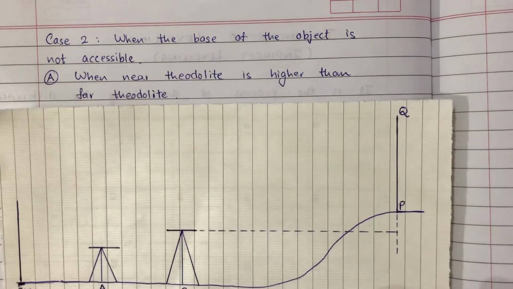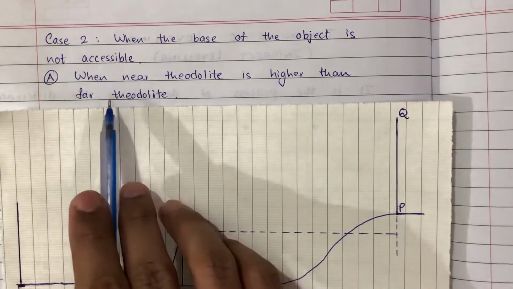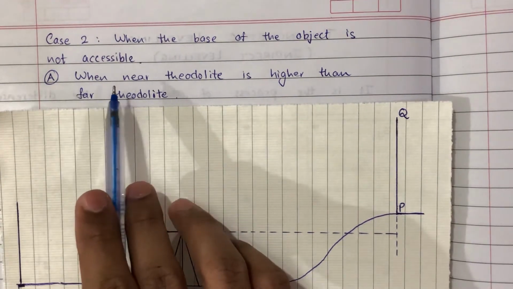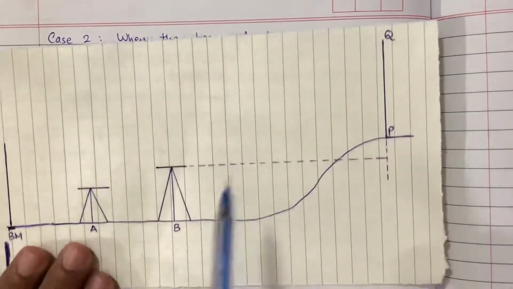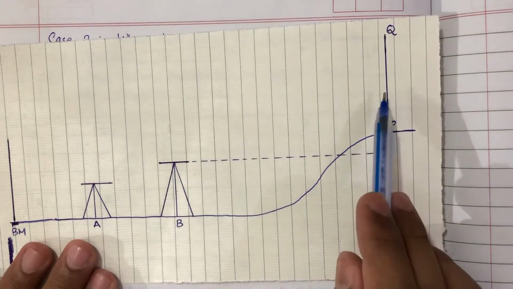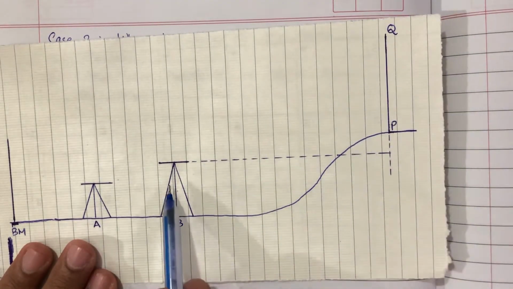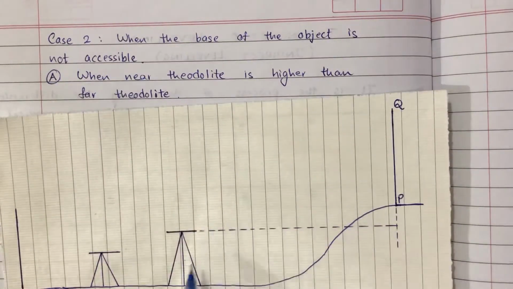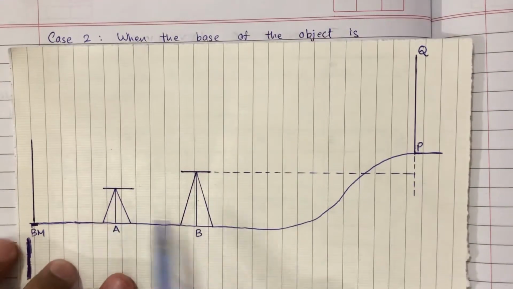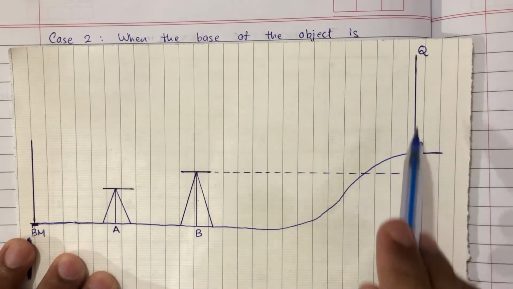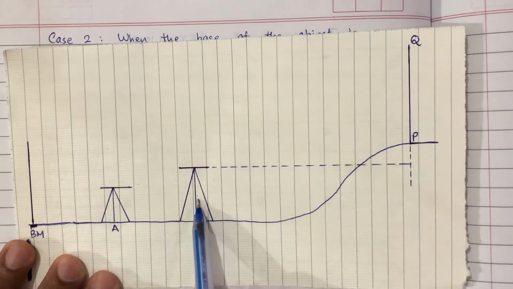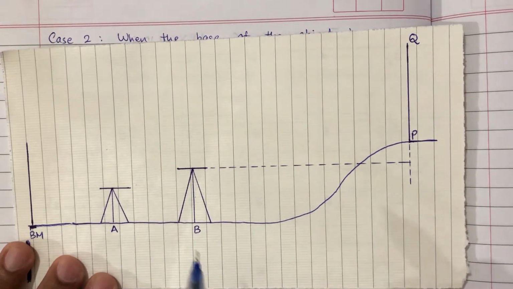Now as far as this case is concerned, it says when the near theodolite is higher than the far theodolite. It means this theodolite is near to this tower, so this theodolite is higher than the far theodolite. This is the near theodolite and this is the far theodolite in comparison to the tower. So this is higher than this.